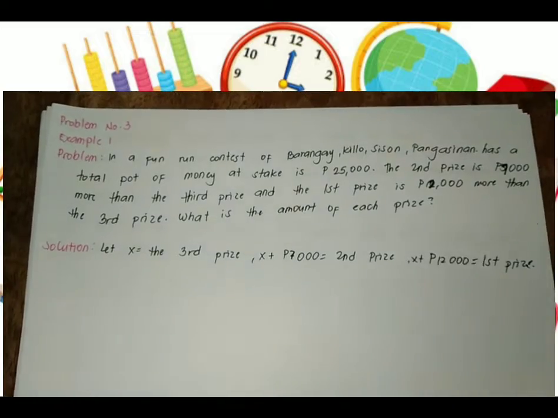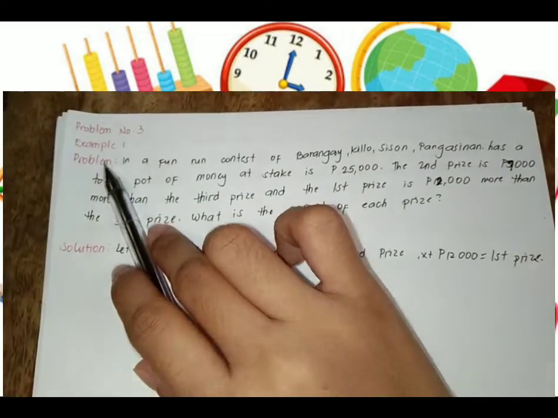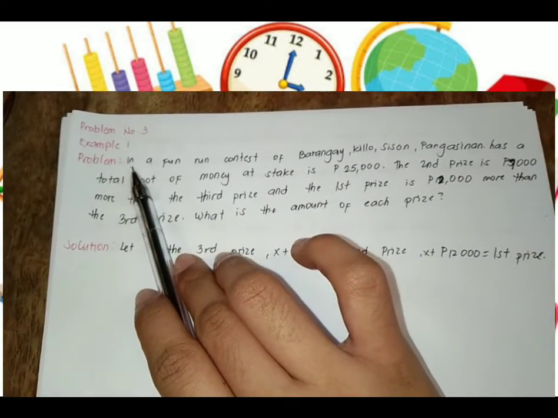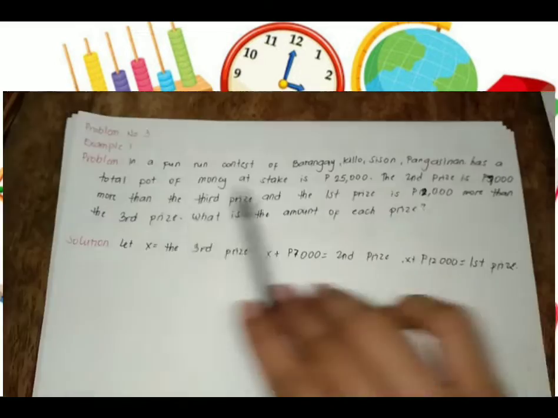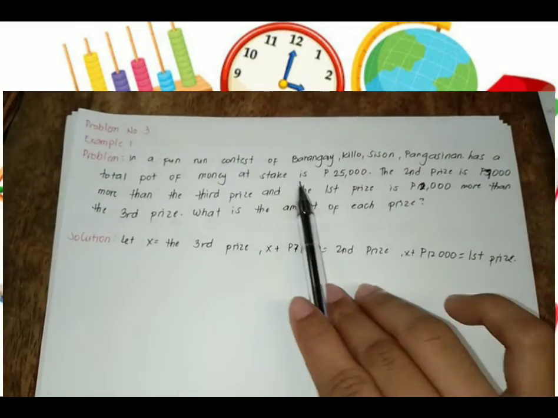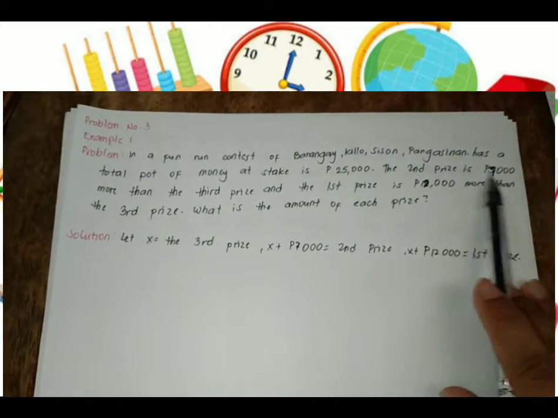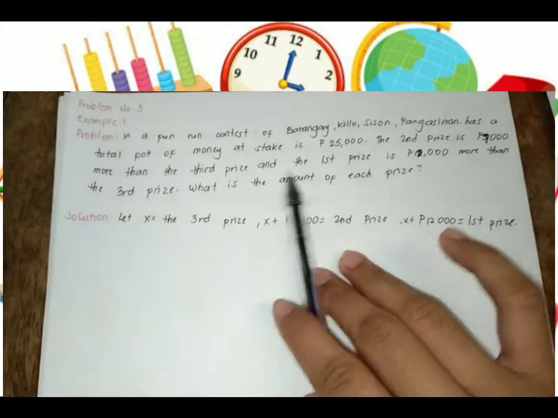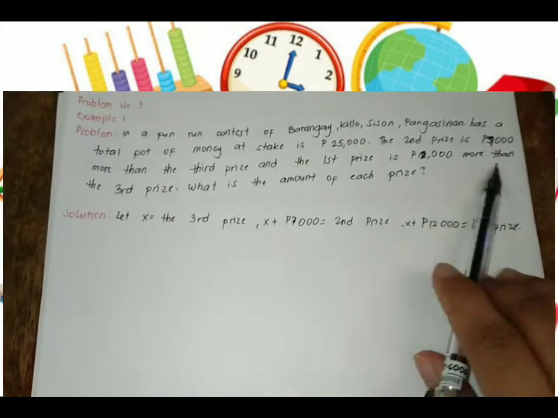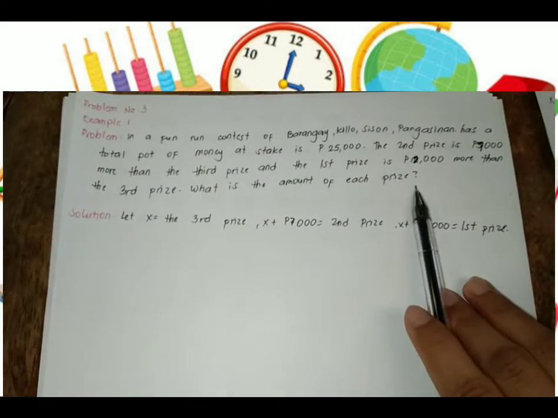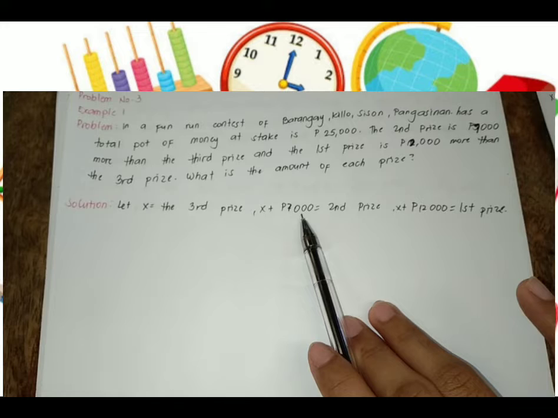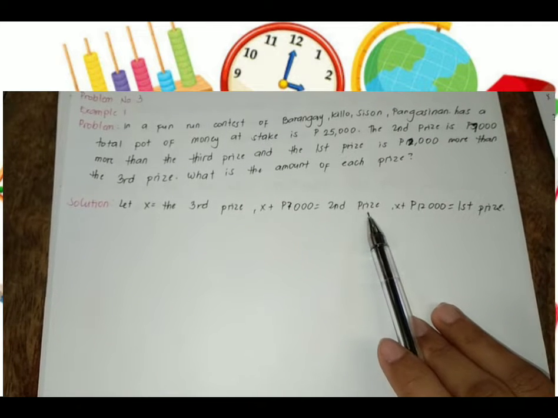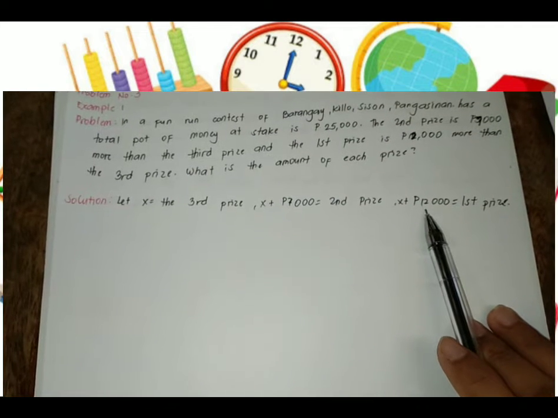Now we are going to solve problem number 3, example number 1. In a fun run contest of Barangay Kilosison, Pangasinan, the total pot of money at stake is 25,000. The second prize is 7,000 more than the third prize, and the first prize is 12,000 more than the third prize. What is the amount of each prize? The solution: let x equal the third prize, x plus 7,000 equal the second prize, and x plus 12,000 equal the first prize.